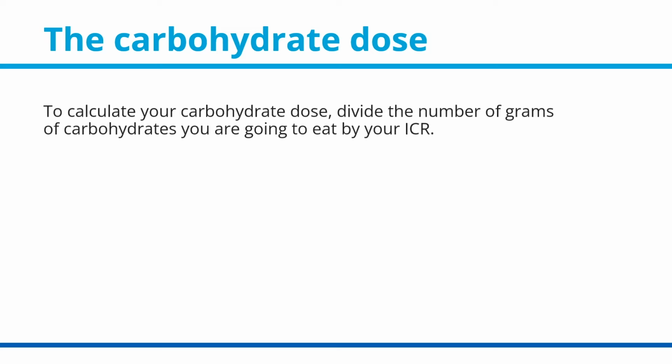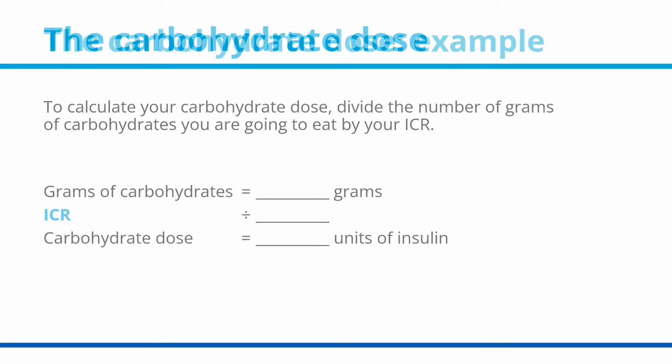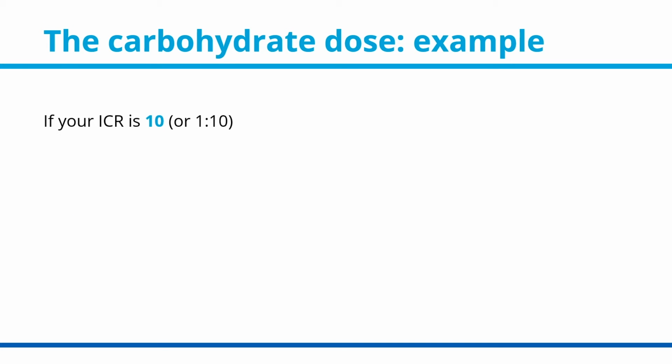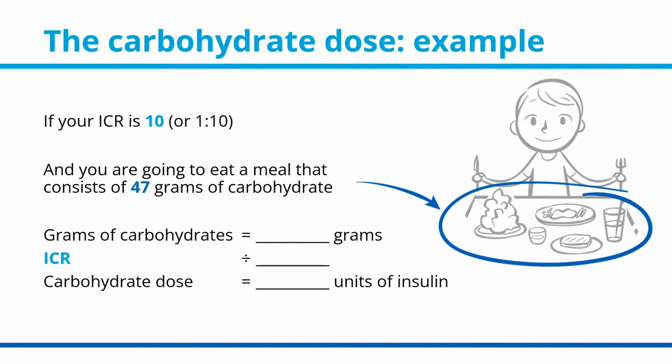To calculate your carbohydrate dose, divide the number of grams of carbohydrates you are going to eat by your ICR. For example, if your ICR is 10, or 1 to 10, and you are going to eat a meal that consists of 47 grams of carbohydrates, then your calculation would be 47 grams of carbohydrates divided by 10. This would give you a carbohydrate dose of 4.7 units of insulin.